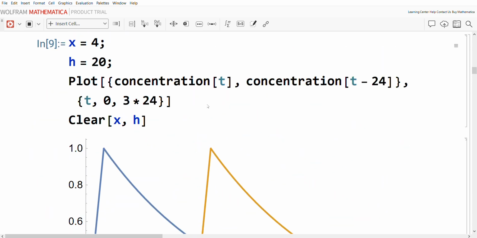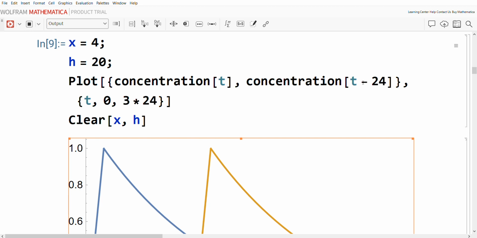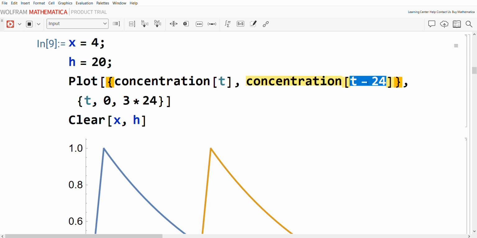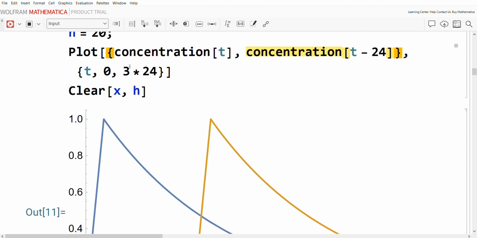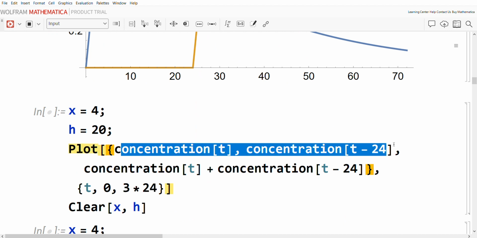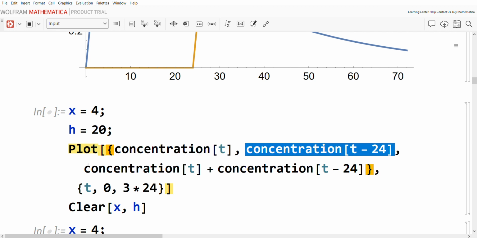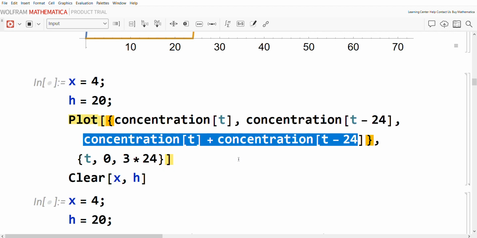And then what I did for the mustard one is concentration of T minus 24, that shifts everything forward 24 units. And I'm looking at time going from 0 to 72 hours. Now let's try this. I'm going to give the two plots, the original concentration and the shifted concentration, and then I'm going to add the two. Okay, and we'll see what happens.